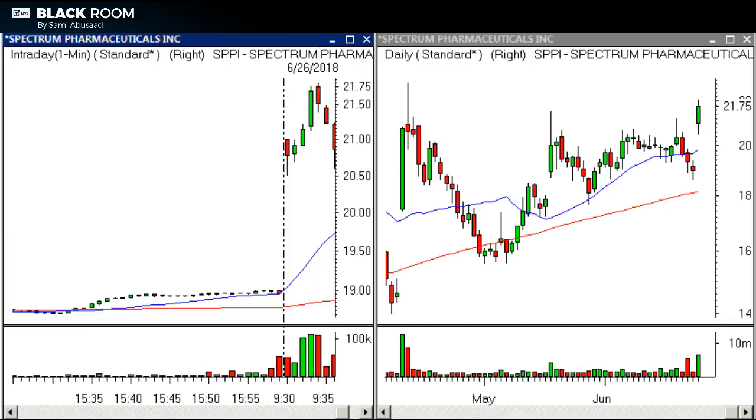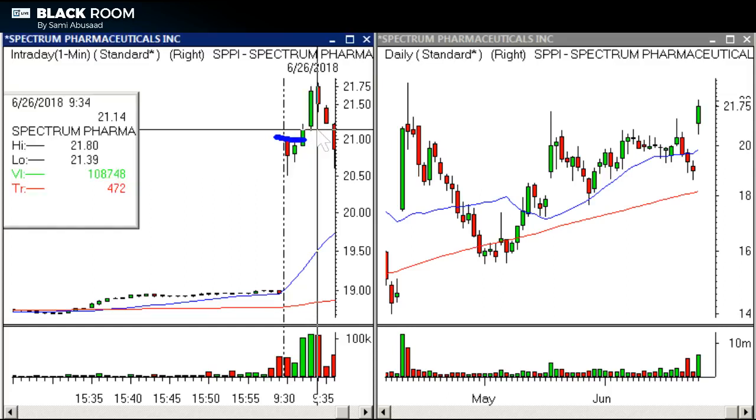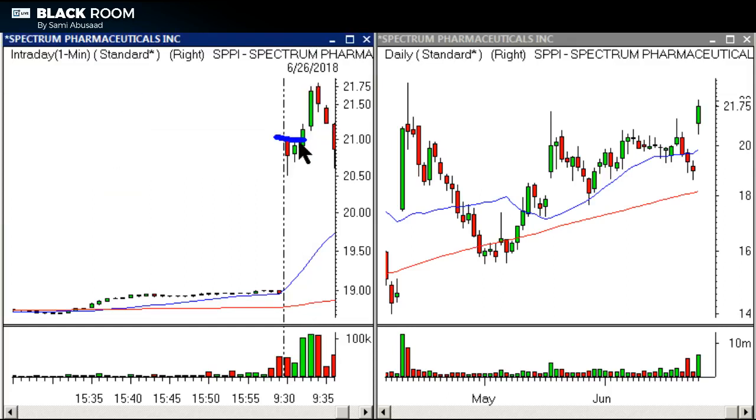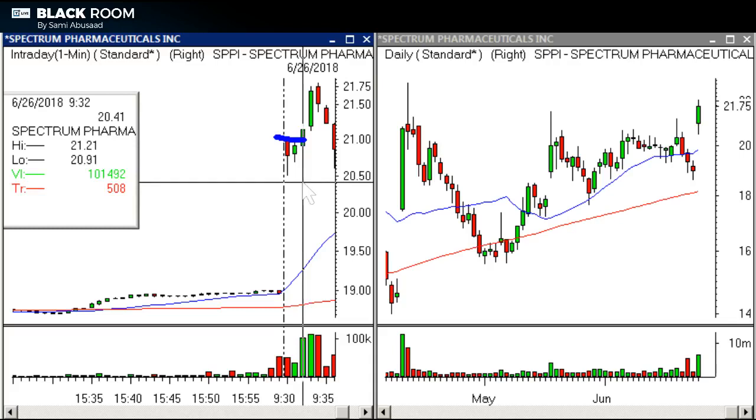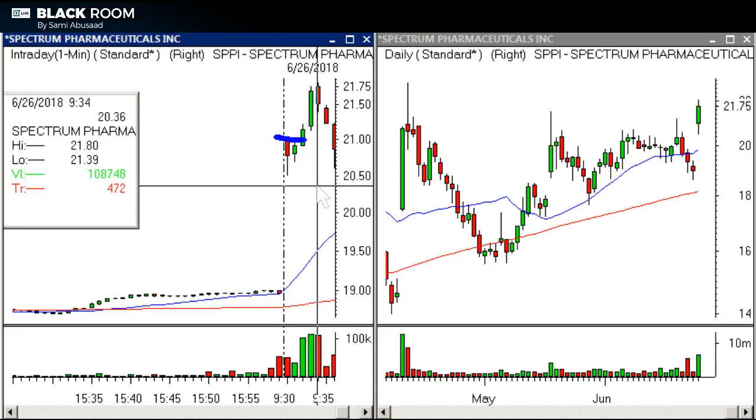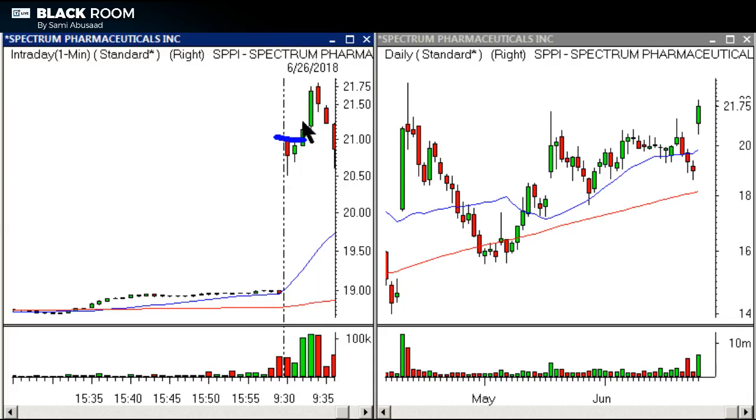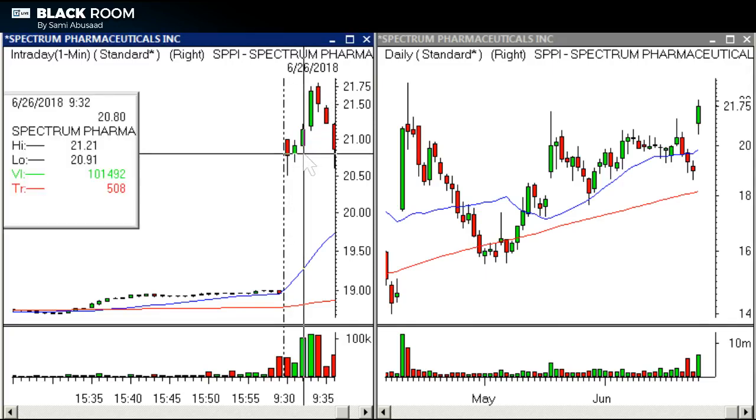So I know this may not seem like a huge move, but what did we say this was? That's an 80-cent move. In how many minutes? In 2 minutes. 1, 2, 3, let's say. So on a $20 stock, $21 stock, that was pretty good. I didn't get filled a lot, so I tried 2 orders here.